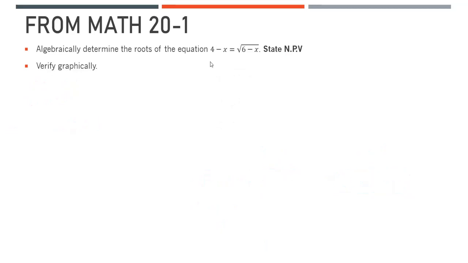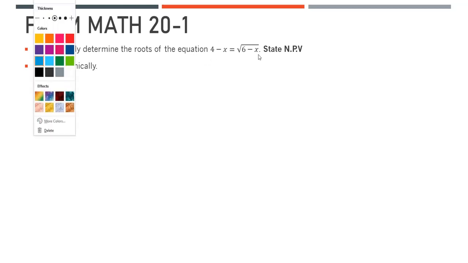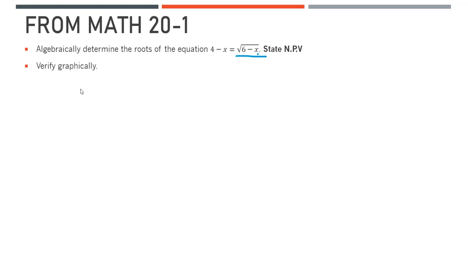One last question from Math 20-1. There's a little extra step to this one. So again, determine the roots of the equation, state the MPVs. So my MPVs are going to all come from this radicand. So again, 6 minus x cannot be less than 0. So I'm going to add x to both sides. So I have x is less than or equal to 6. So x cannot be greater than 6. So our MPVs are x is greater than 6.